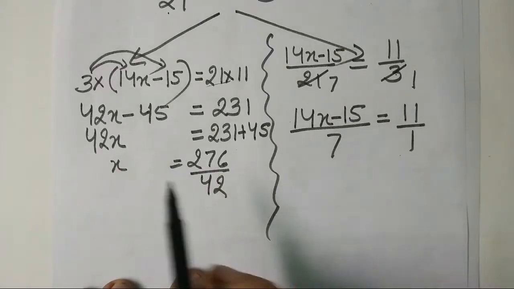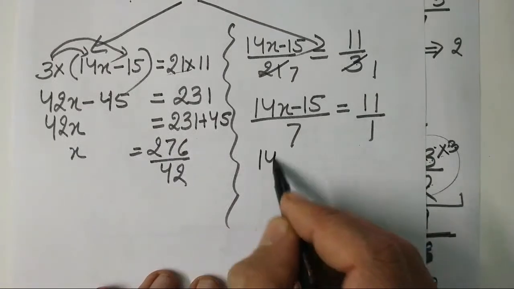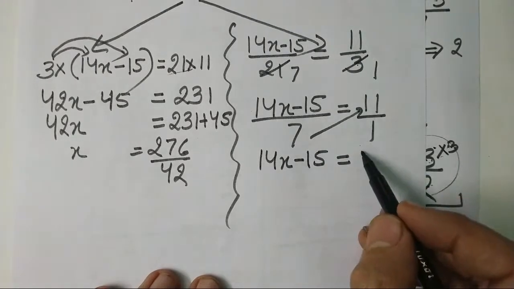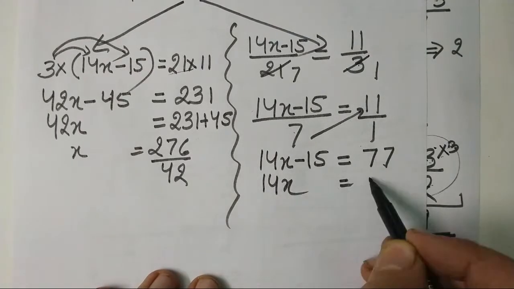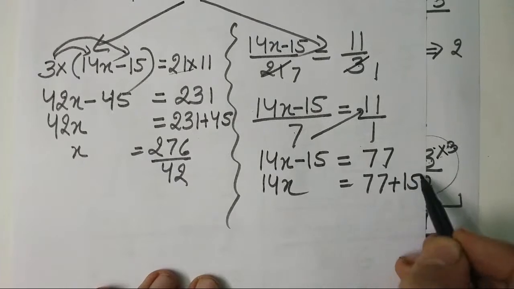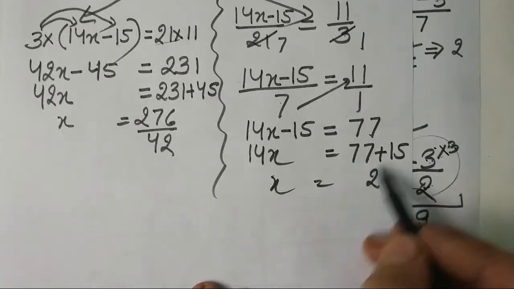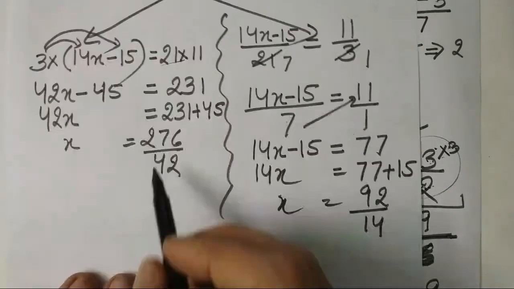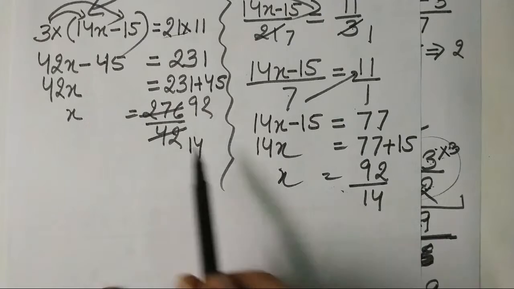In this case, the answer will come same. If you reduce it, it will give you the same answer. This will give you the answer directly. So it will become 14x minus 15, 7 will come here, it will multiply 77. 14x is equal to 77 plus 15. And you will get the answer 7 and 5 upon 14. So you will get the same answer here. If I divide by 3, 4, 3, 9, 2. So both ways the answer comes same.